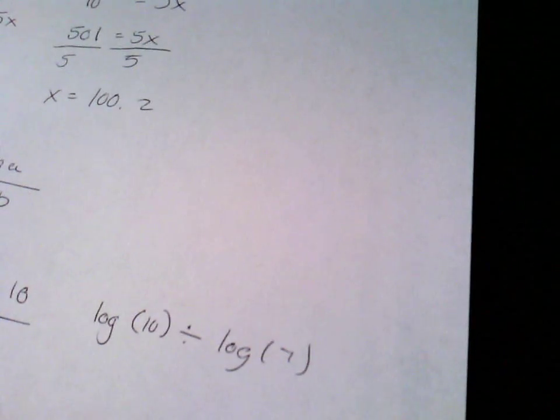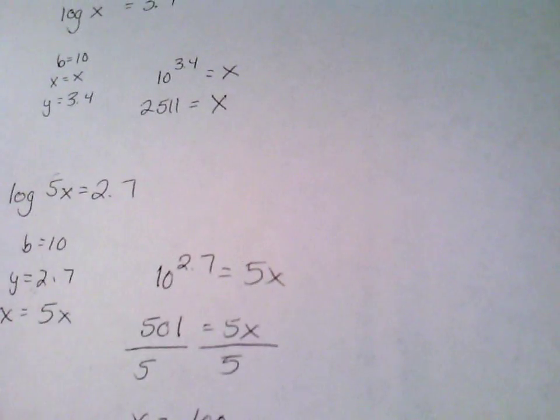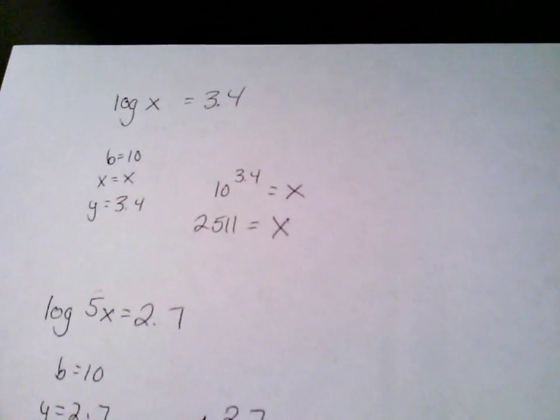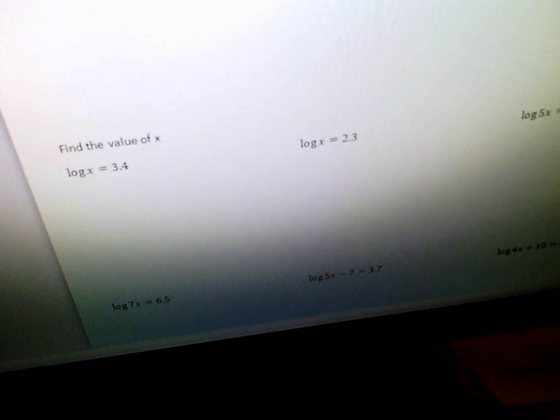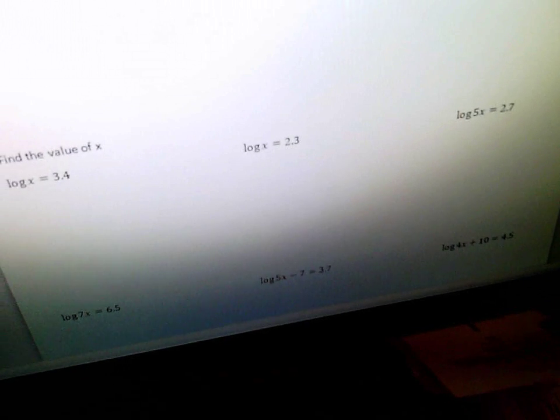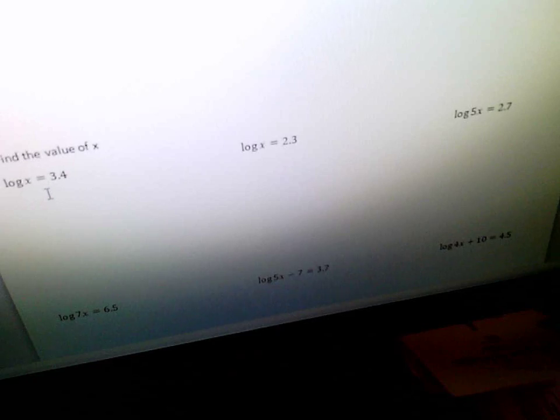The last thing we're going to talk about is this part and then the change of base. Okay, so I'm going to start. So I just did these. So I'm going to start and I'm going to do this problem right here and this problem. The rest should be easy to solve because you just use the same template.